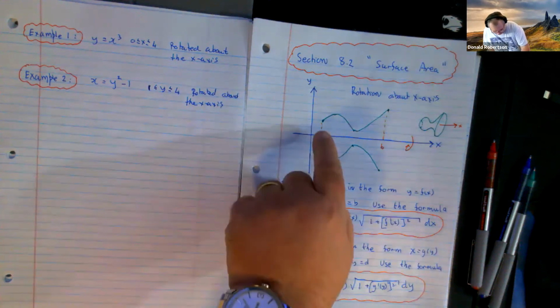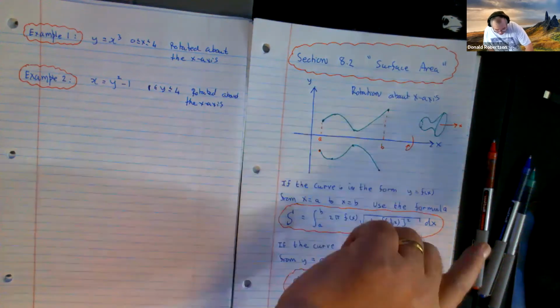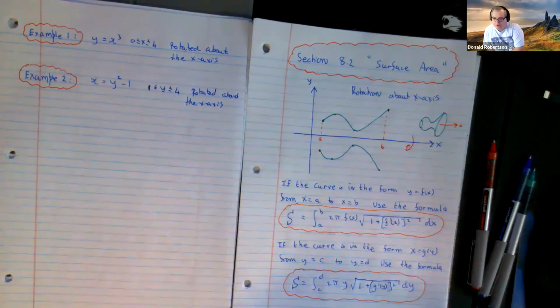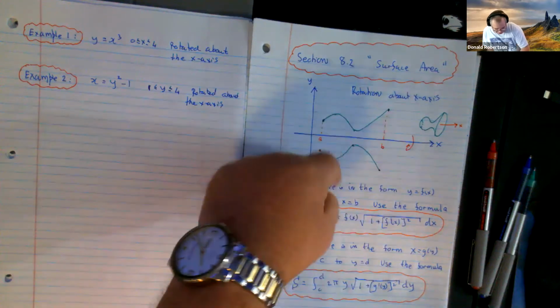It's basically like stuff you've done, but different enough to confuse you. You're going to take a curve, and at least for today, rotate it about the x-axis. Well, we've taken curves and rotated them about the x-axis before. We did it to find the volume. But now we're going to do it to find the surface area.